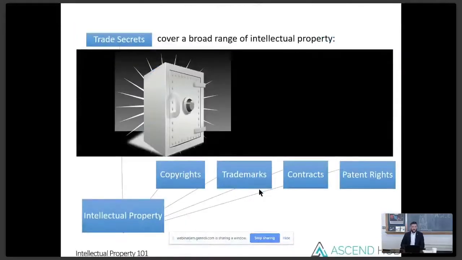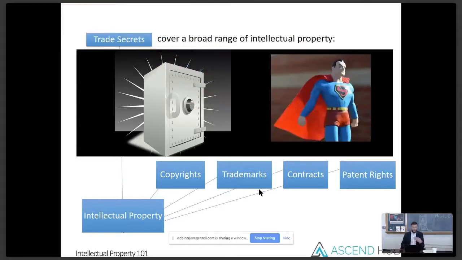But trade secrets are a little slippery. You are the only person in charge of trade secrets. If you have one, you have to put it in a safe. You have to put Superman by that safe. You have nobody but yourself to blame if you lose your trade secret.